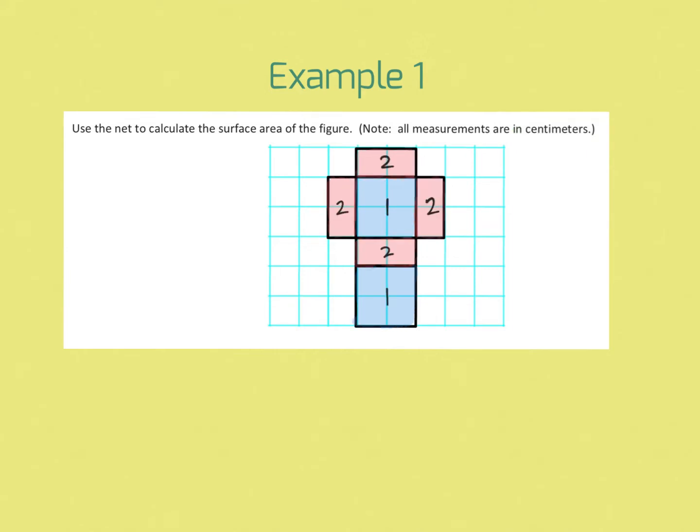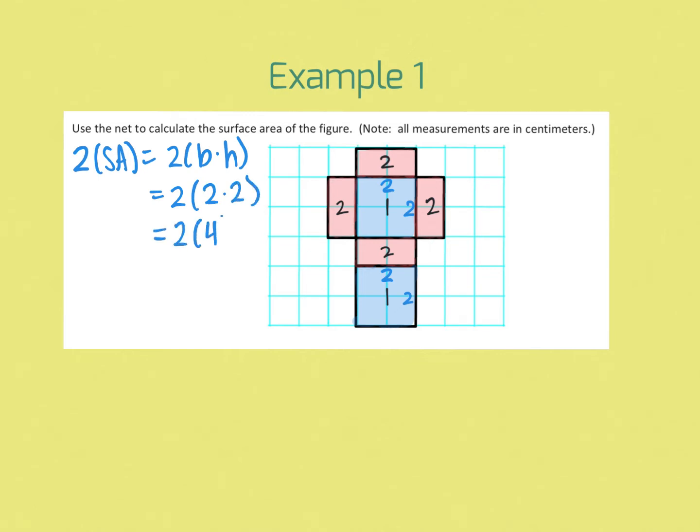So now that we have that, we can calculate the surface area by saying that there first are 2 blue squares and their dimensions are 2 by 2. And in this one, they're also 2 by 2. So 2 times the surface area equals 2 times base times height. And then 2 times 2 times 2, so that's 2 times 4. So that means that for the blue squares, it is 8 square centimeters.